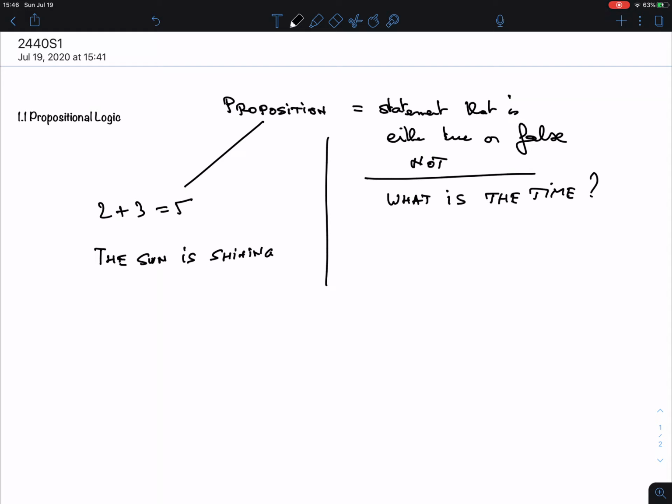Okay, so that's what a proposition is. Now it will become more clear once we start working with it. So I'll start working with it right away.